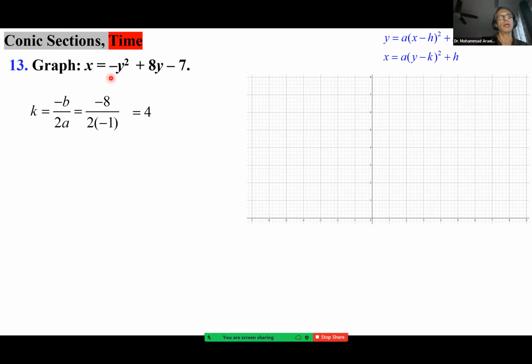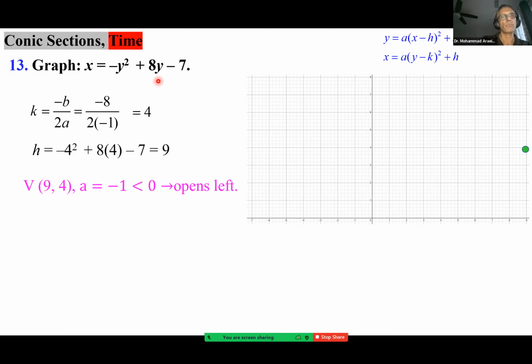Put it in. Minus 4 squared plus 8 times 4 minus 7 will result in 9. I hope you realize that 4 squared is 16, and the negative makes it negative because negative is not being raised to the second power, and we need to add 8 times 4, which is 32, subtract 7. So that's how we arrive at 9. So the vertex is located at 9, 4.